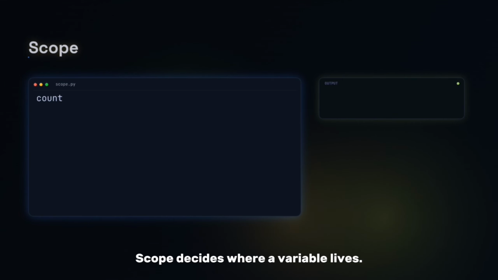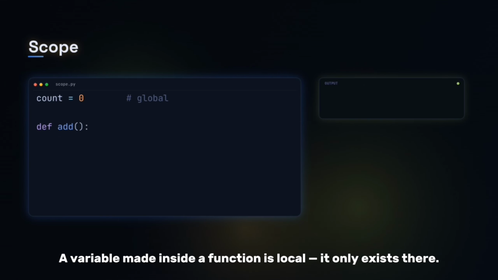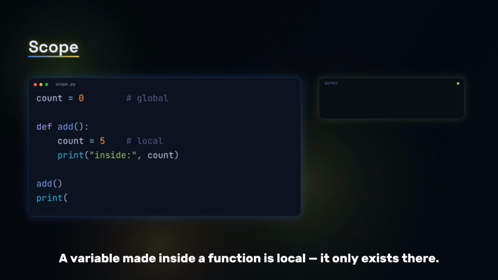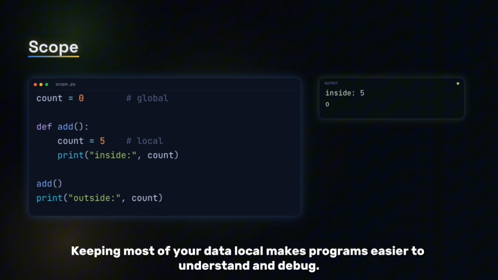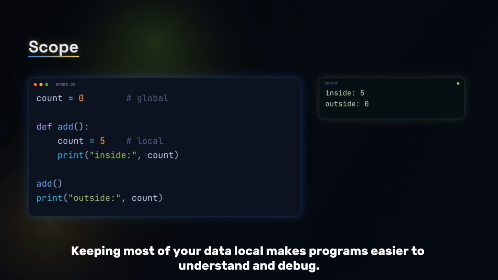Scope decides where a variable lives. A variable made inside a function is local. It only exists there. Variables defined outside are global and can be read anywhere. Keeping most of your data local makes programs easier to understand and debug.